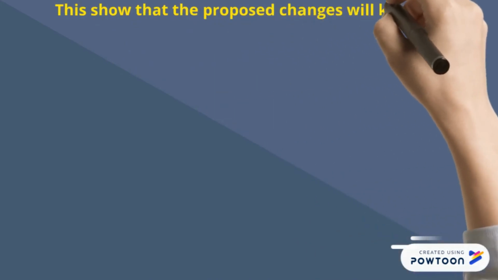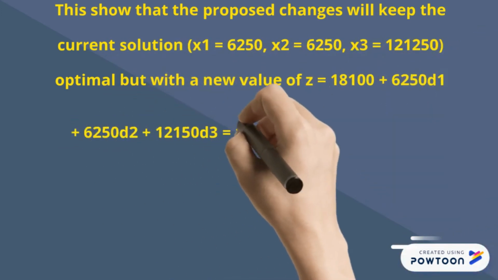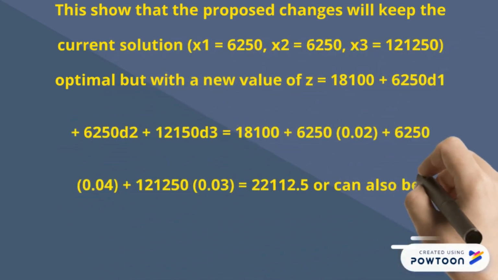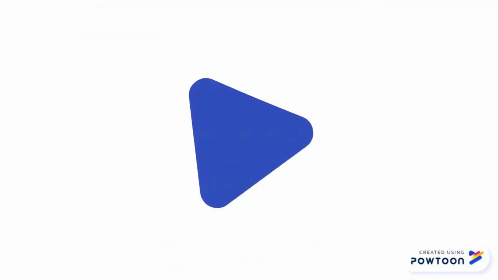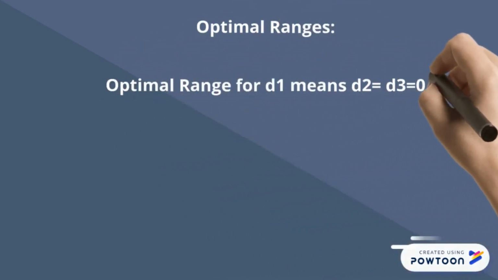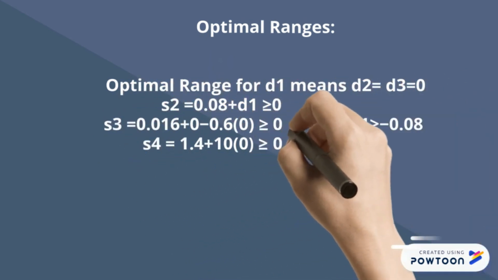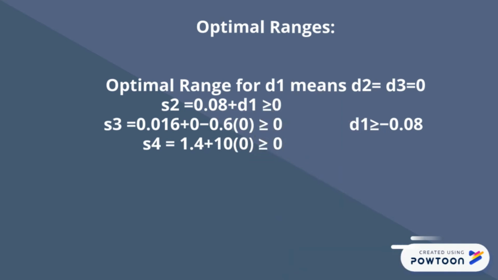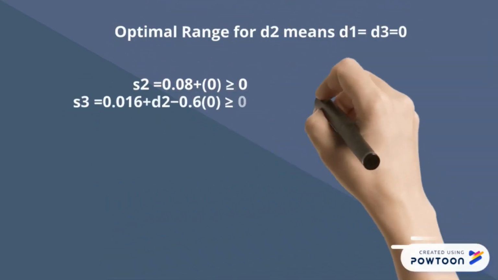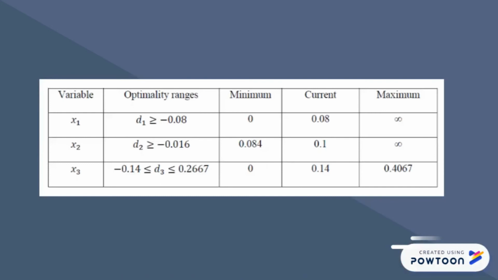This shows the proposed changes will keep the current solution optimal, but with a new value of Z which is 22,112.5. To find optimal range for D1, assume D2 and D3 equal to 0. Then substitute the value of D2 and D3 into optimality condition. Repeat the same steps to find optimal range for D2 and D3. The table shows the optimality range for variable x1, x2 and x3.